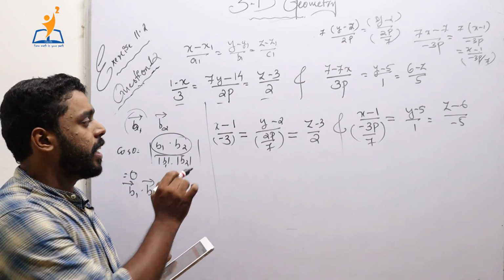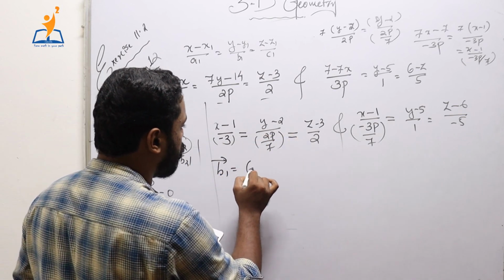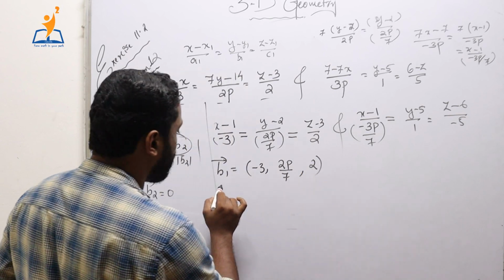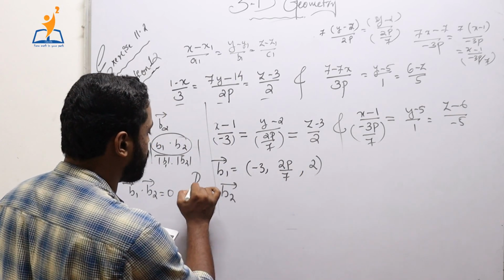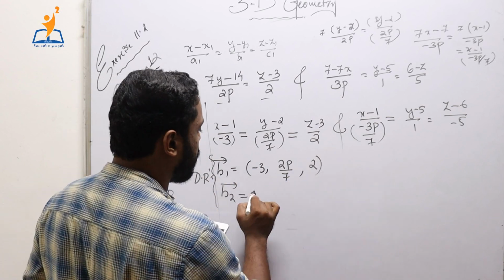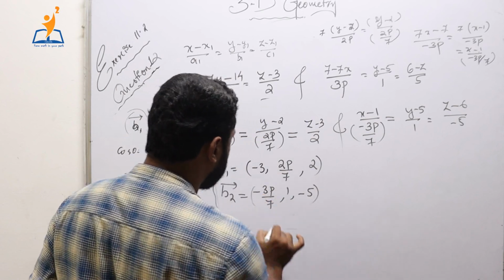Now it is very easy. The direction ratios of the first vector b1 are minus 3, 2p by 7, 2, isn't it? And the direction ratios of the second vector b2 are nothing but minus 3p by 7, 1, minus 5, isn't it?